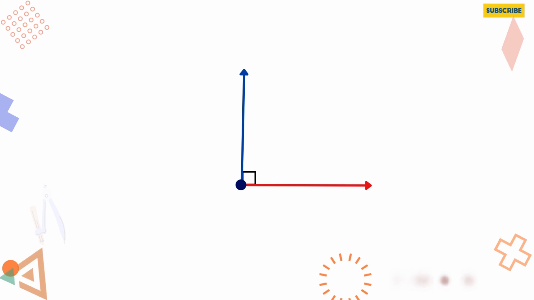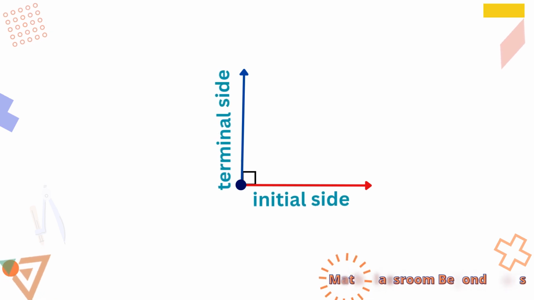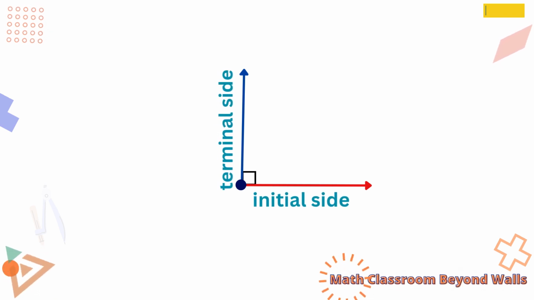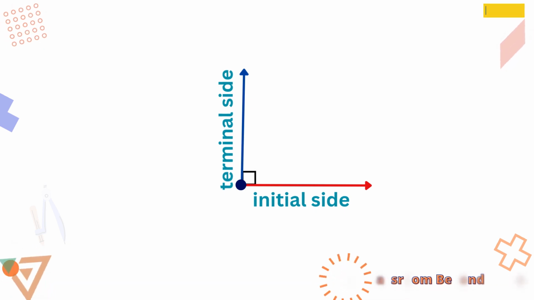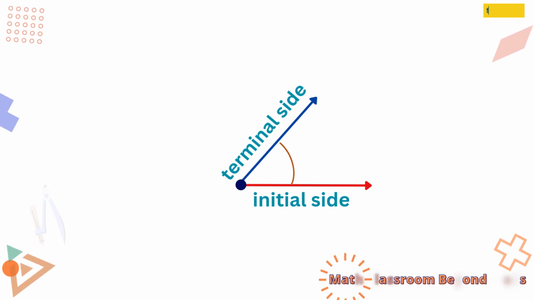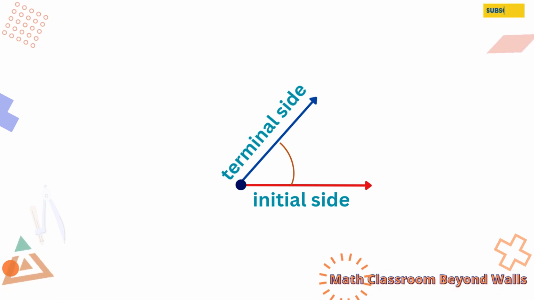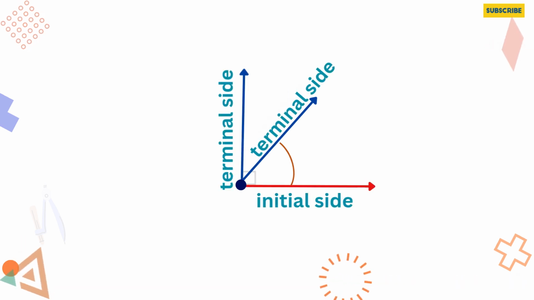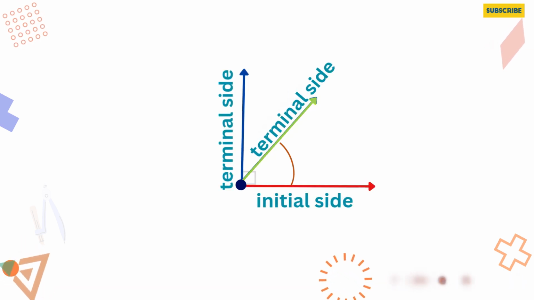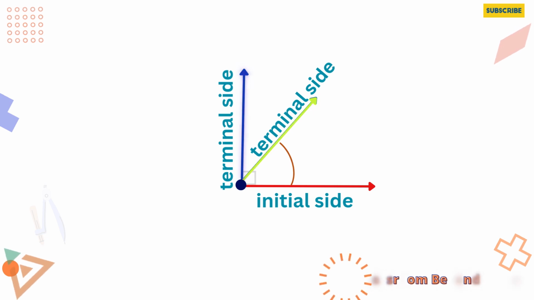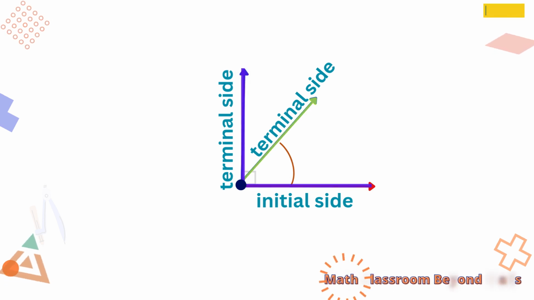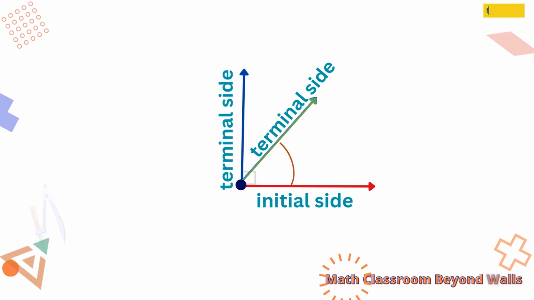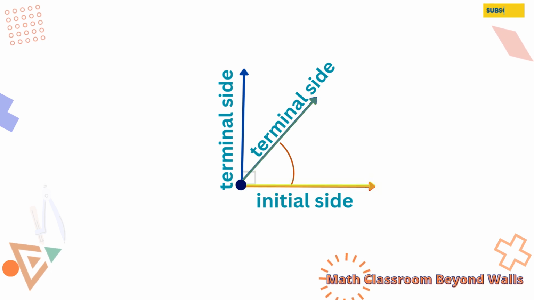Let us label the initial and terminal sides of our L-shaped angle. Now, if this is the angle having a 90-degree measure, what is the measure of this new angle? Comparing the position of the terminal side of the new angle to that of the 90-degree angle where the rays resemble an L, the terminal side of the new angle is closer to the angle's initial side.